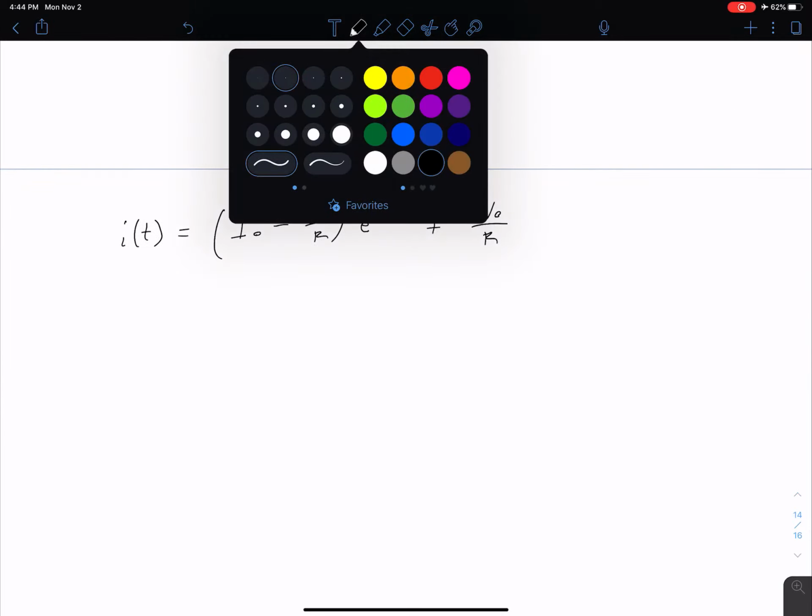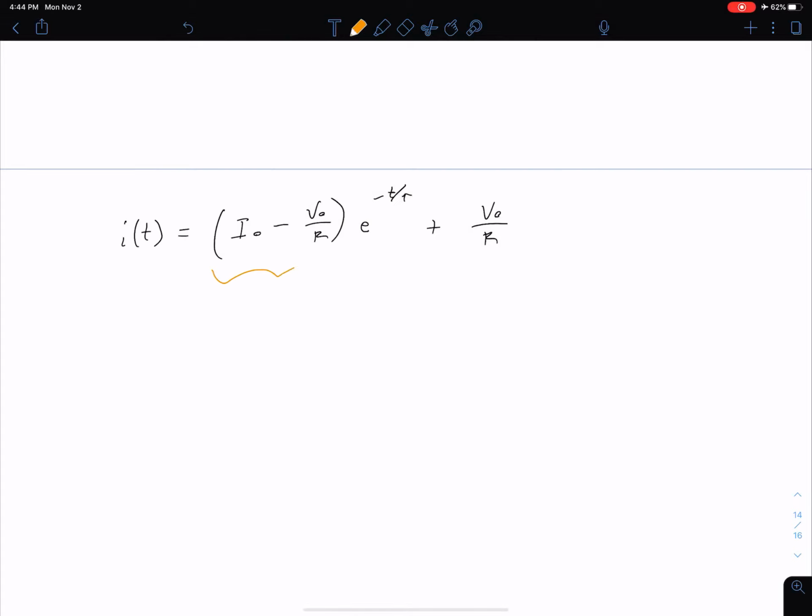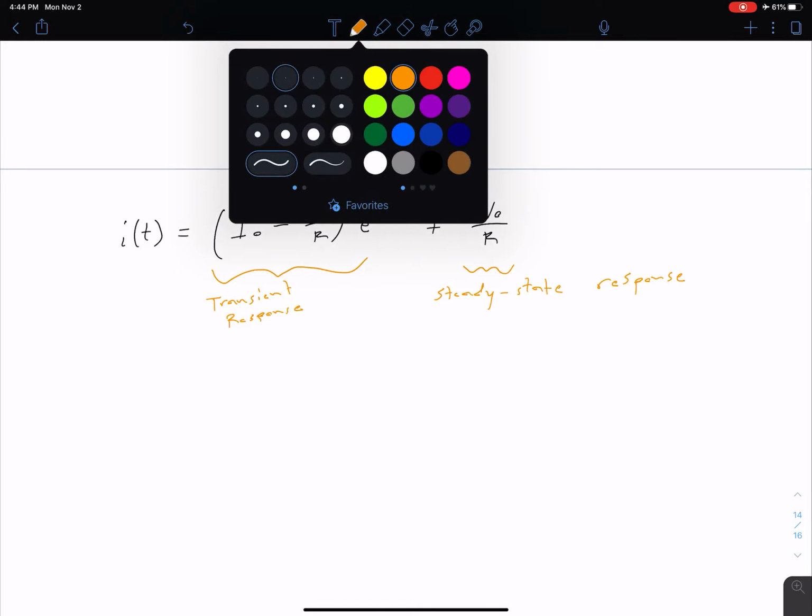So what this represents is we have this first term, which is going to be our transient response, or our response that is changing over time. And then the second term is just going to be our steady state response. Okay, so that's one way we can look at it.